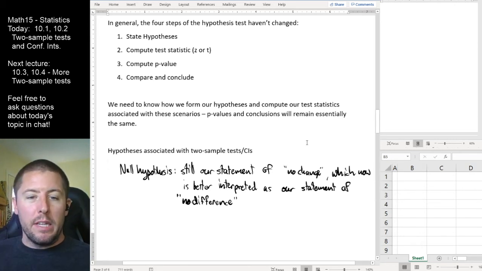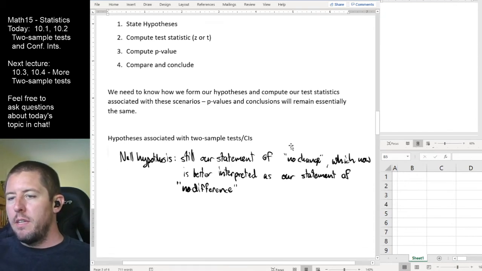Did this group of people experience weight loss? Was there a change in weight? The answer will be no. There's no difference in their weight after compared to before. Those are all of our null hypothesis statements here.